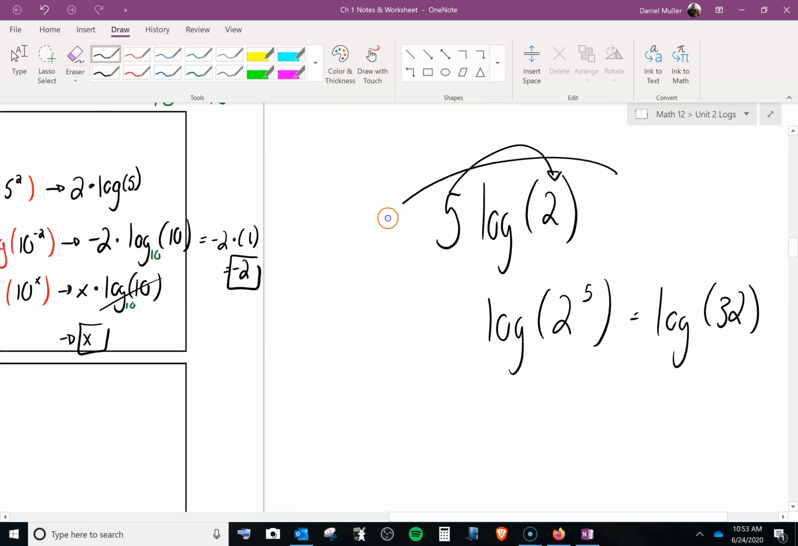So which one's nicer? Well, it doesn't really matter. The 5 out front or the 32, they're both going to be the same thing. But I'm just saying that you are able to take numbers in front. If it's timesing, which it is, 5 times, you can actually throw that back up into the exponent. So you can go both ways. You can bring the exponent down, or you can bring the multiplying up.